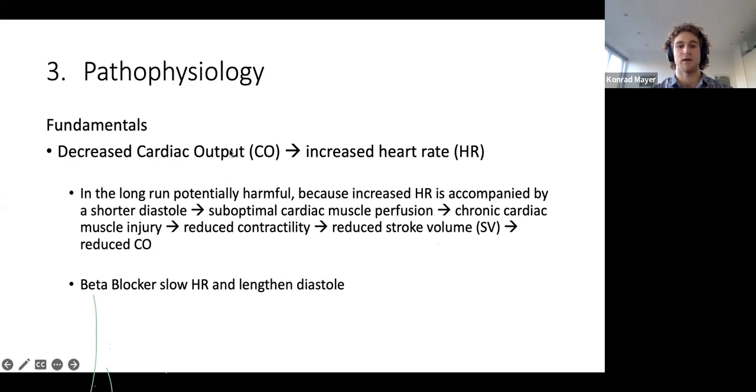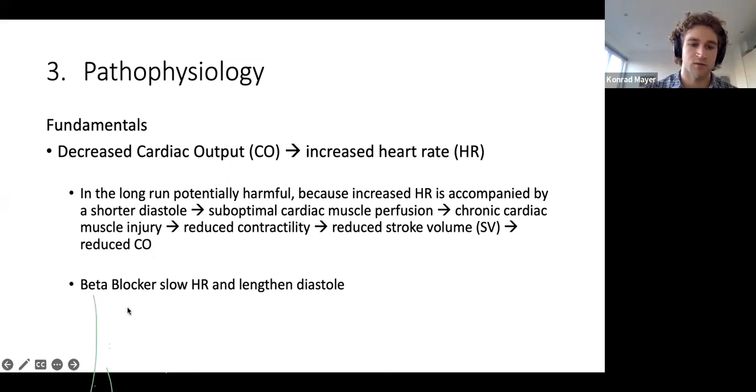So this is how, by helping our original problem of decreased cardiac output with an increase of heart rate, we, years down the line, reduce our cardiac output again. This is a vicious cycle, and this is heart failure. The heart failed in compensating.